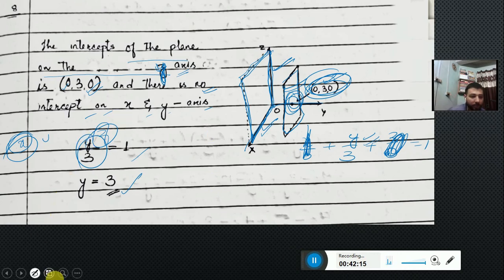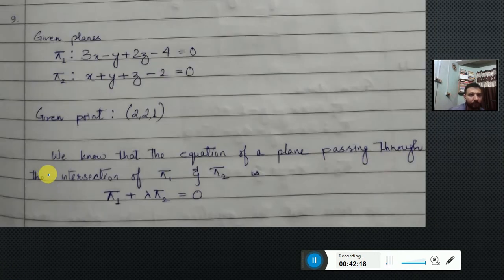Let's go to the next question. Question number 9. Now this is an important one. Question number 9 says, find the equation of a plane passing through the intersection of the planes pi 1 and pi 2, which is this. We represent our planes as pi 1 and pi 2. So don't get confused if you see pi written on your diagram or in the solution of a problem. Pi represents the plane. So pi 1 is my first plane, pi 2 is my second plane, and it is passing through this point.